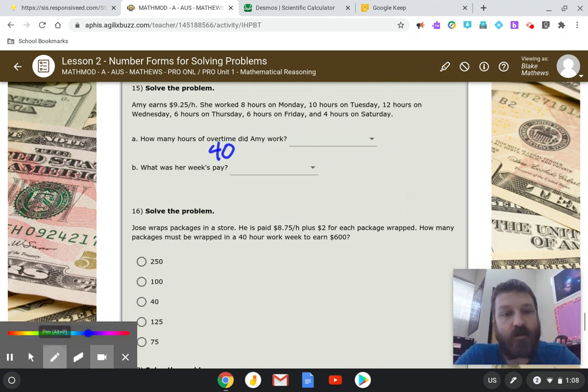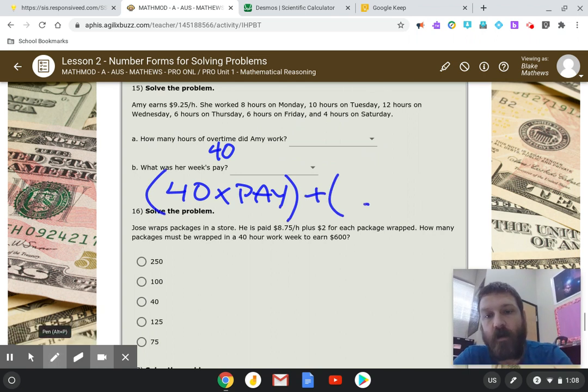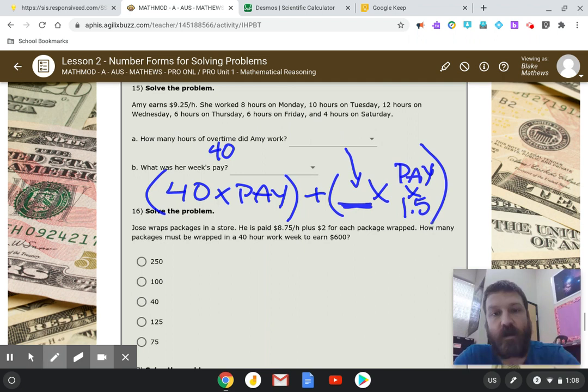And then what was her week's pay? To find that, two steps. Multiply the 40 times her pay. Then add whatever the overtime is, whatever went there, times the overtime pay. Remember, overtime pay is her pay times 1.5. Notice there are two different multiplications going on there. So that little formula right there, I tell you how to do that.